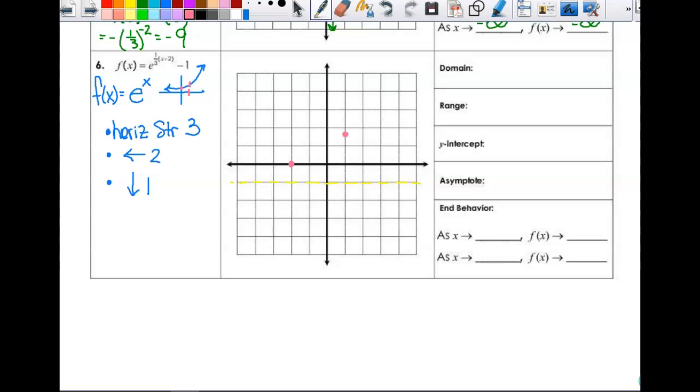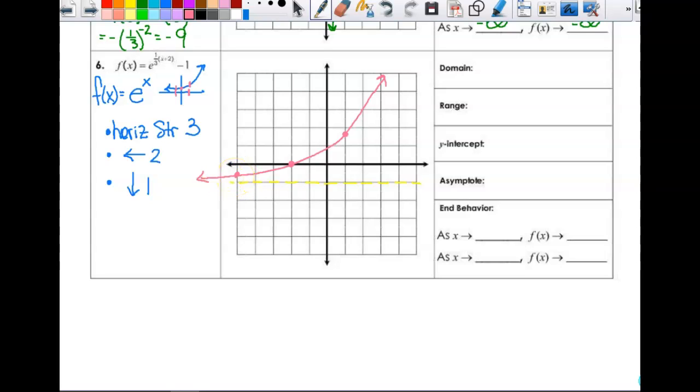Okay. Then when x is -1, I get 1 over e, which is about what? 0.4. So I'm at a -1, about 0.4. Horizontal stretch by 3, so it becomes -3. Then I go to the left 2 and down 1. So I'm right about there. So my graph looks... Finally got it straight, and then my badge messed it up. Okay.